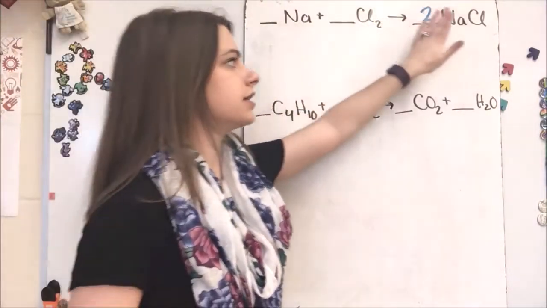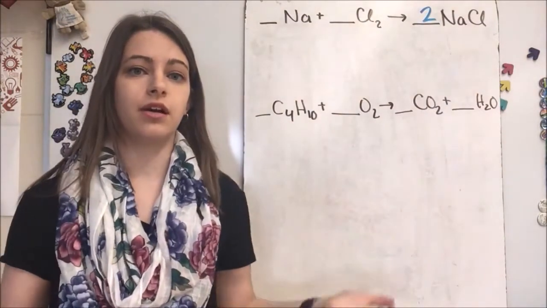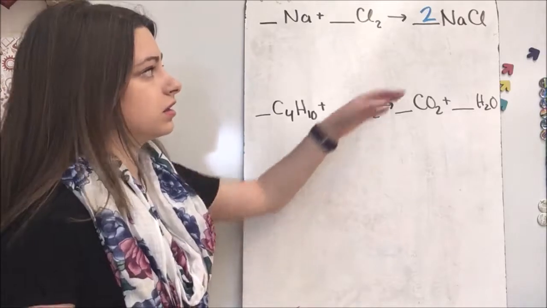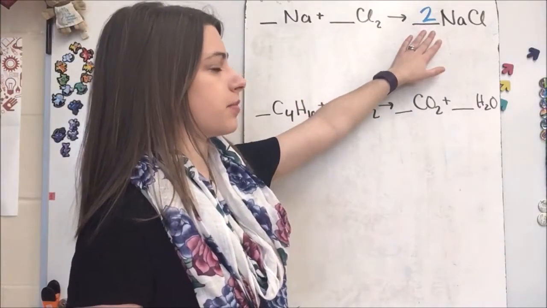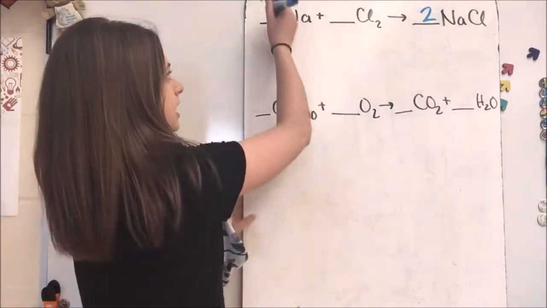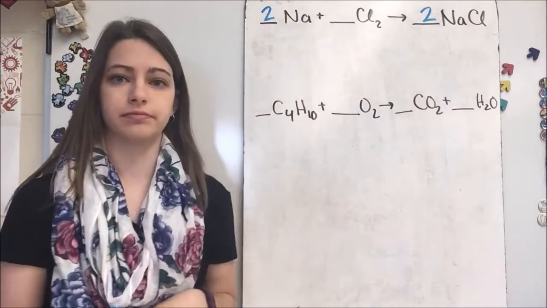So now I have 2 chlorines and I have 2 chlorines, but what else did that change? It changed the sodiums as well. So now I have 2 sodiums on my products. I only have 1 on my reactants. So that's a pretty easy fix. I just add a 2 right there.